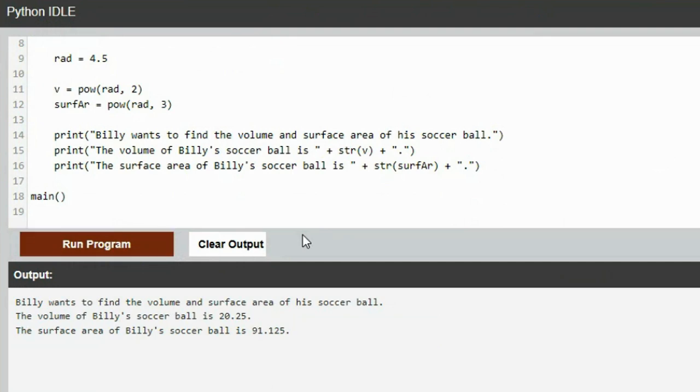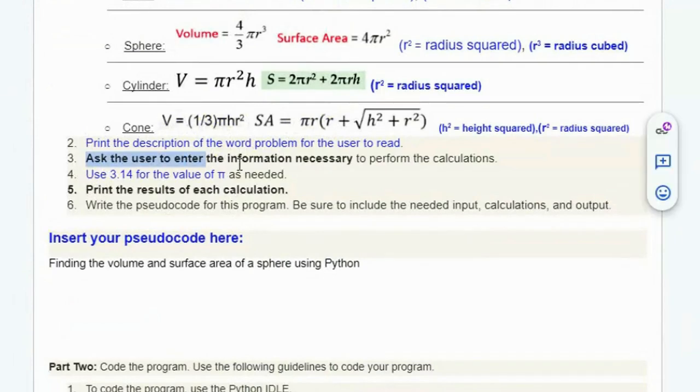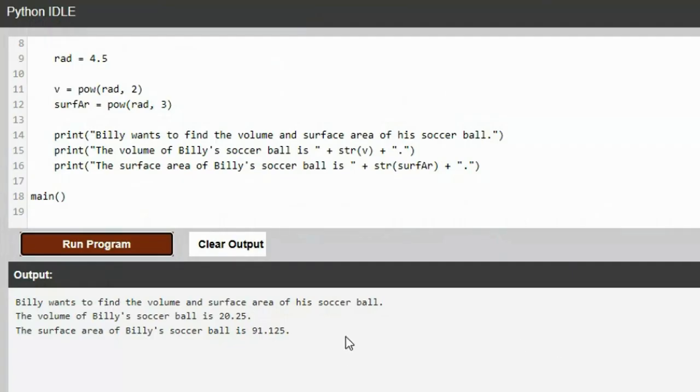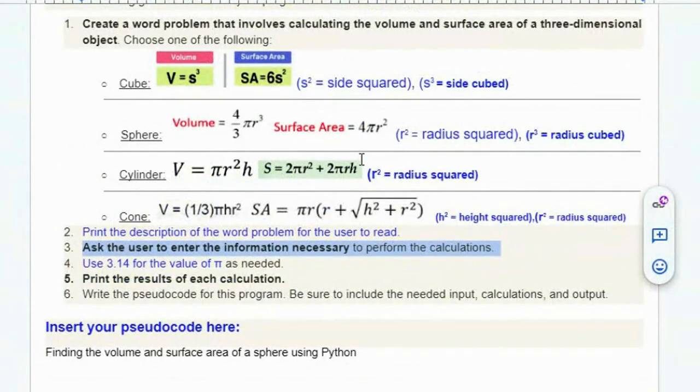But the first problem I see is it said, ask the user to input the information necessary. So it should ask the user, what's the radius of your soccer ball? The user is supposed to input. That's supposed to be an input statement. As the user, I didn't do anything. I just hit run and it all put it out for me. So the radius is 4.5. Okay, so let's see what the answer should have been.